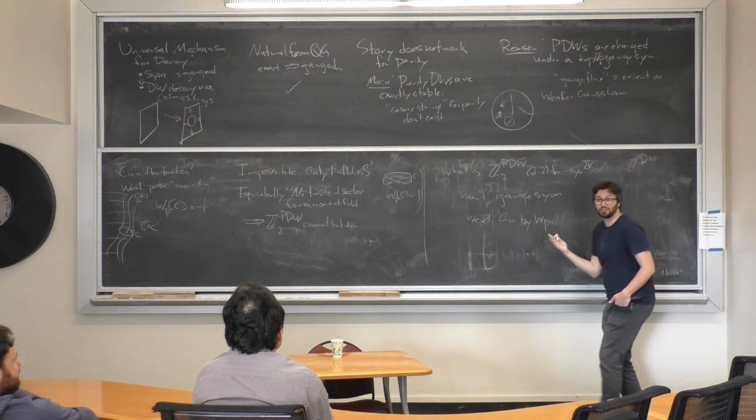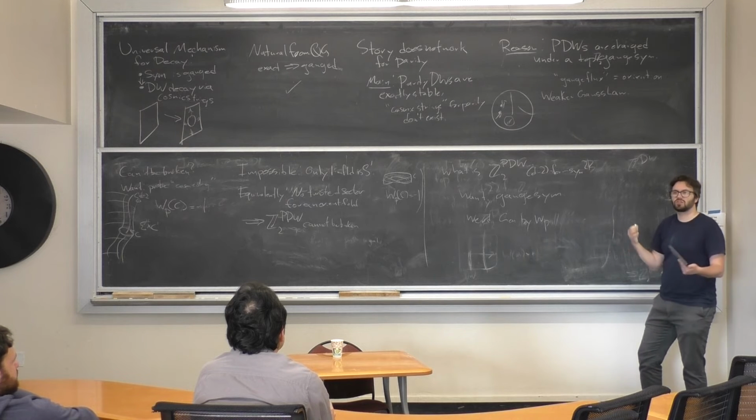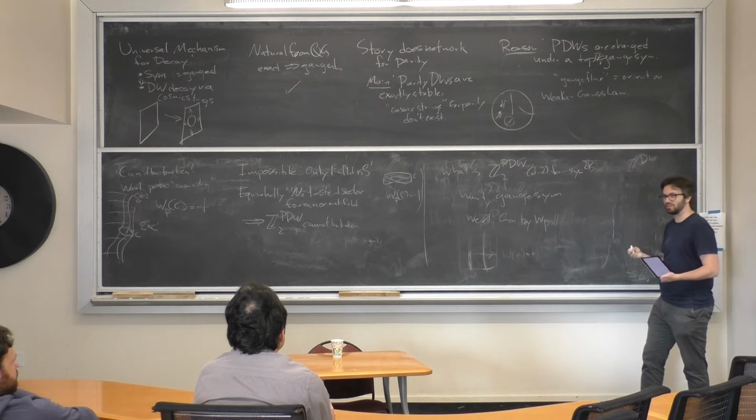So what it really looks like is a global symmetry. It looks like a global symmetry in quantum gravity, and we don't think that is possible. So I'm going to try to explain how to resolve this tension.